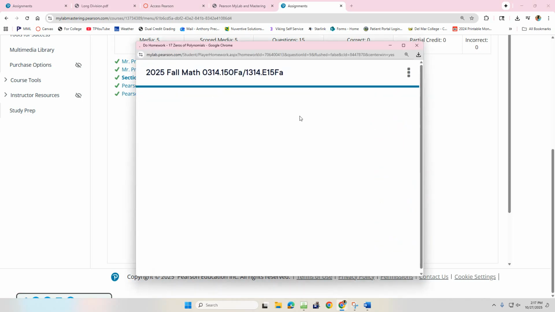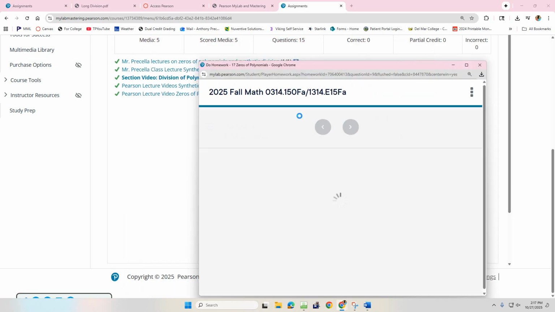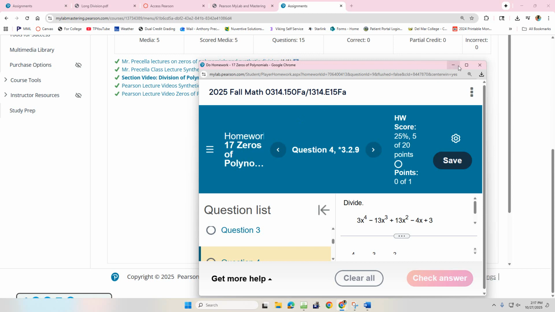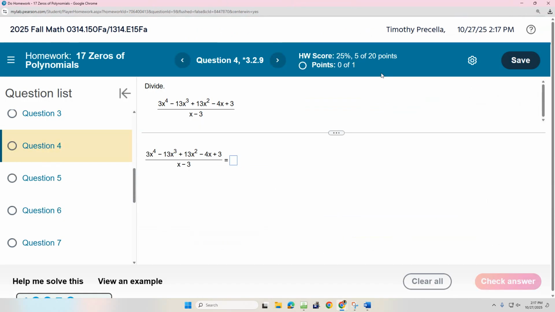Number 4 is a really good first example to illustrate something. We want to divide 3x to the 4th minus 13x cubed plus 13x squared minus 4x plus 3 by x minus 3.